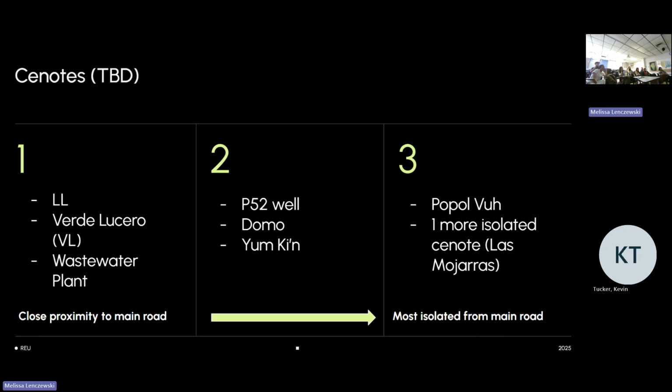And then here are our cenotes. This is still to be determined, but right now we have LL, Verde Lucero, and then a wastewater plant, and then we have the P52 well, Domo, and these two. And then I just wanted to find one more ice-related cenote, so I just threw this on there. I don't know if we can go with that one. But yeah, we just have ours going from the closest proximity to the main road and then more isolated, to test for the concentration.